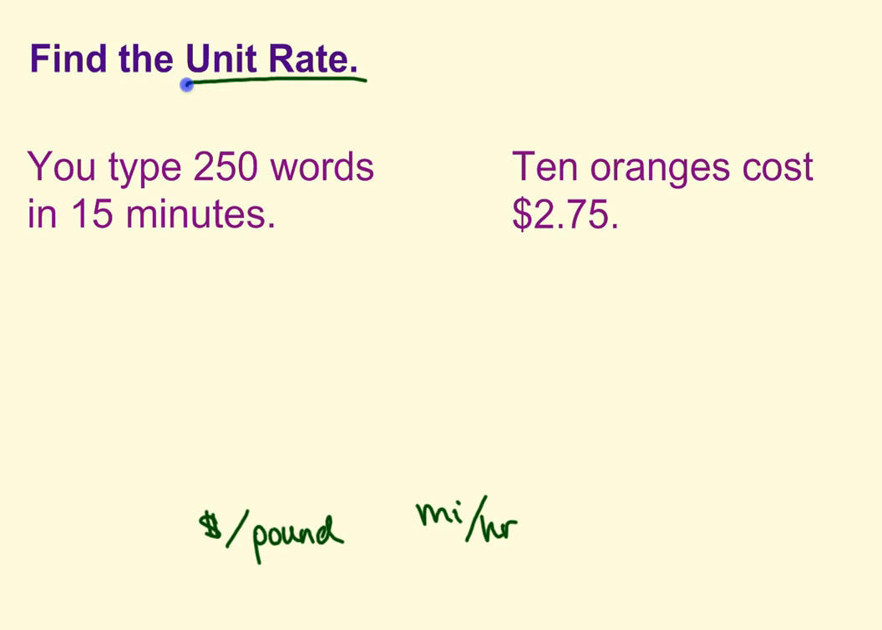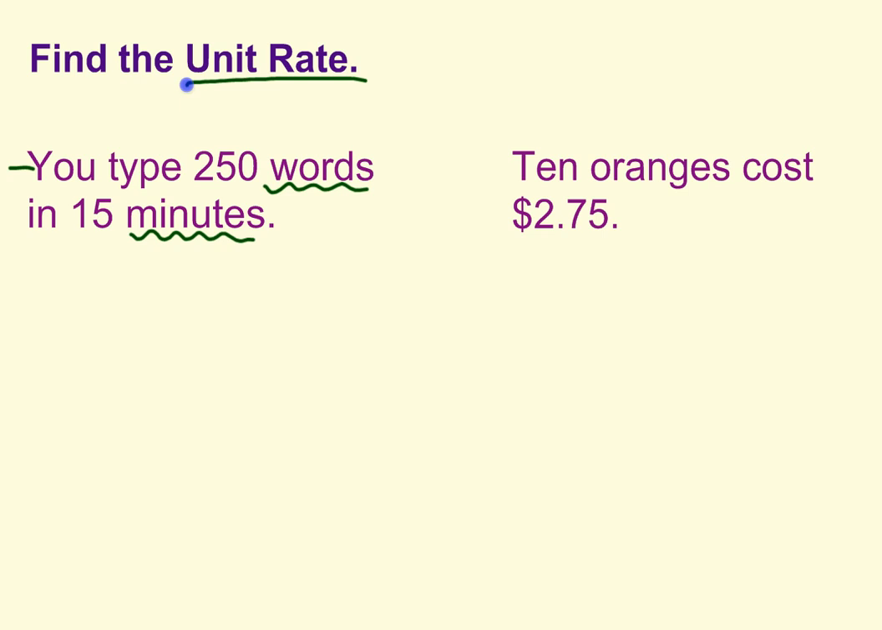What we want to figure out is, I pay attention to the labels. I want to set up my fraction according to the label that makes sense, and then I will grab my calculator and divide out from there. So for example, you have this first example, you type 250 words in 15 minutes. So we have two labels. We have words and we have minutes.